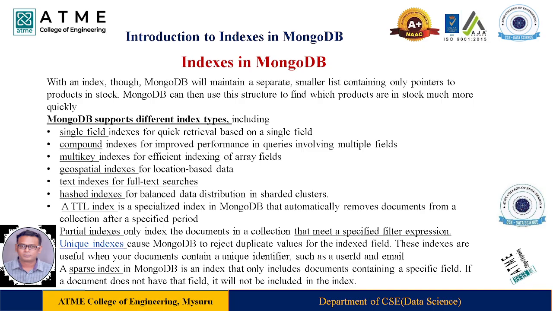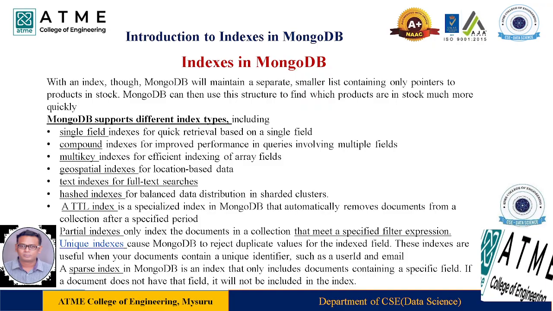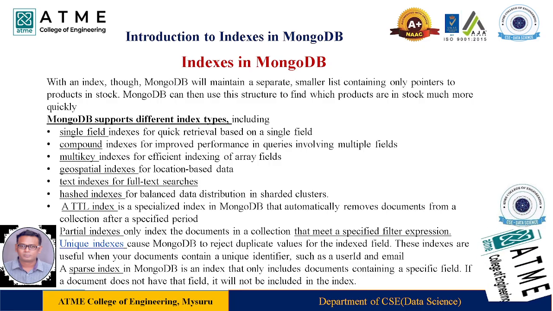Next comes the hashed index, for balanced data distribution in sharded clusters. TTL index: a TTL index is a specialized index in MongoDB that automatically removes data from a collection after a specified period. Next comes the partial index, which only indexes the documents in a collection that meet specific filter conditions.